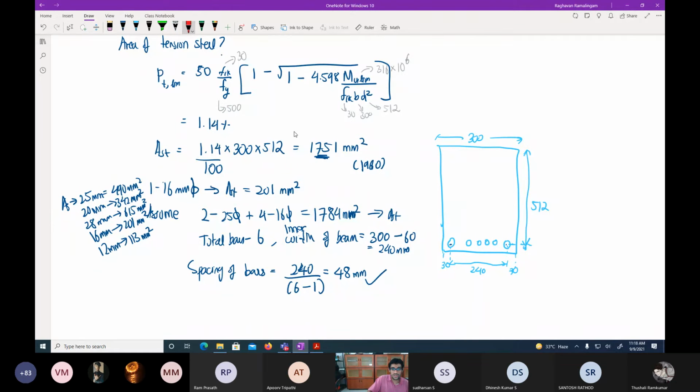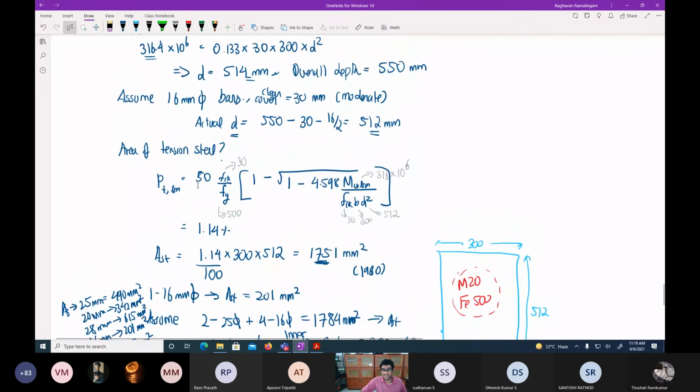So I'll just now mark what we have. You can just mark it like this. Whatever you have taken, 2 numbers of 25 plus 4 numbers of 16 diameter bars. Also write the grade of steel and concrete within this. Okay, so you can just do it like this. I'll probably give another problem for you for practice.